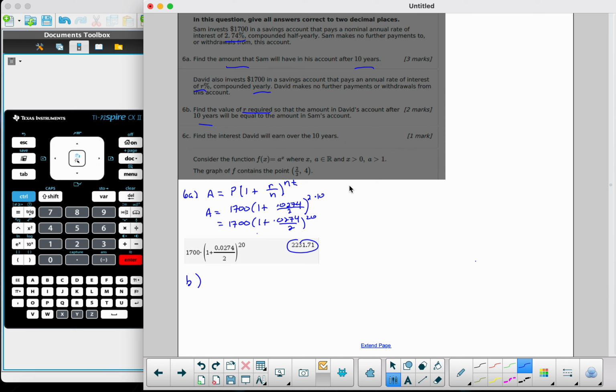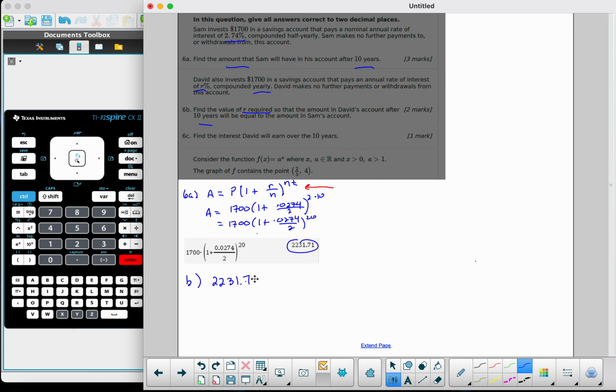All right. So we're using the same formula. It's just that n is equal to 1, which makes it a little easier. And we're solving for R, right? So that's the only thing that'll be blank. And it has to be the same as Sam's account.